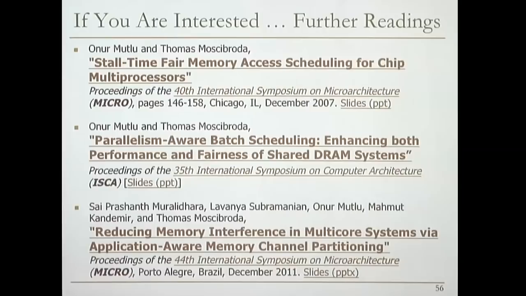So we've actually looked at some system software solutions also. I'll give you the idea very quickly over here. Basically, if you have multiple memory channels in the system, and one application interferes with another application badly, why don't you map them to different channels, different memory buses, basically. That way, they don't interfere with each other. That's the basic idea over here. But then how do you make it work is another question. And we'll talk about how to make things work in this course a lot.